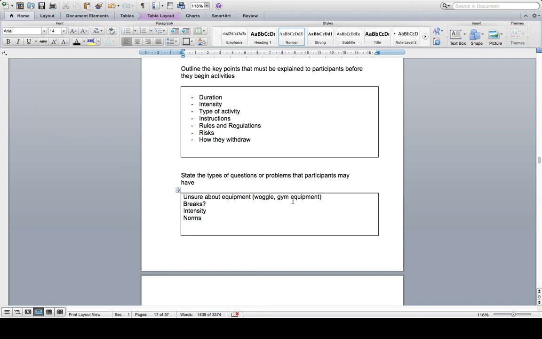You need to tell them what the risks are. Obviously, you should do a risk assessment prior to every session, and you need to pass that information that you get from that risk assessment onto them and let them know what the risks are of the session.